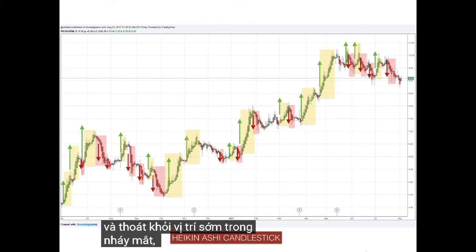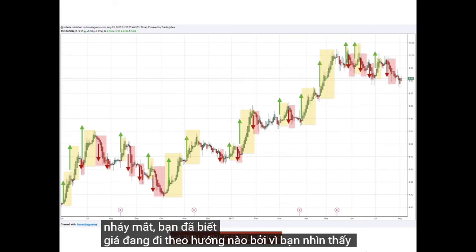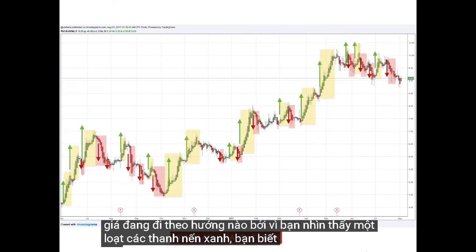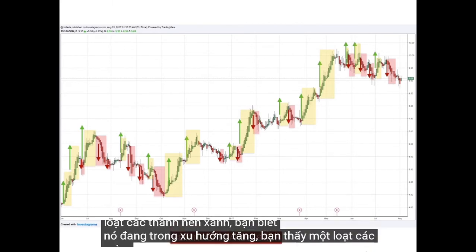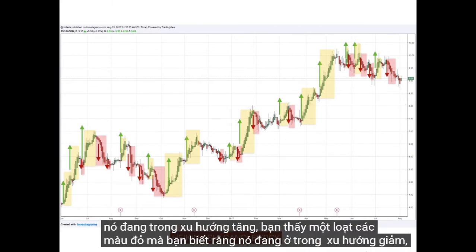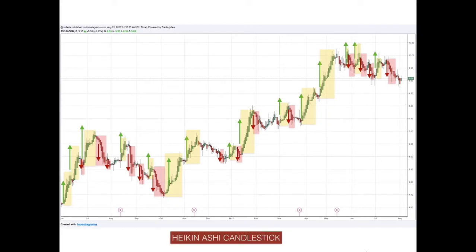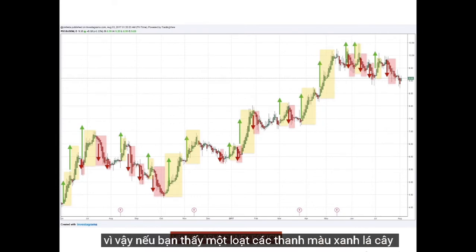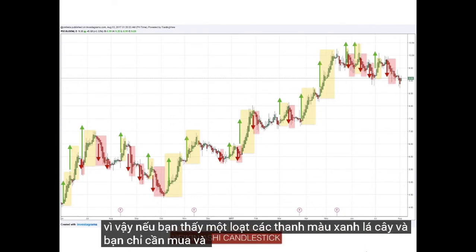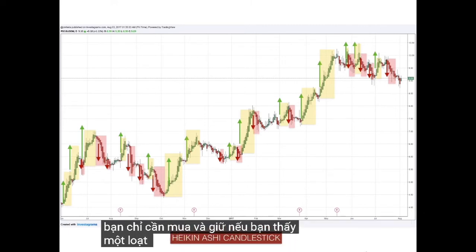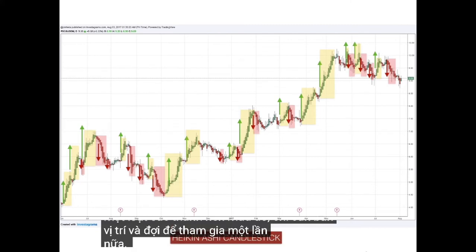At one glance, you already know what direction the price is going. Because you see a series of green candlesticks, you know it's on an uptrend. You see a series of reds, you know it's on a downtrend. So if you see a series of green candlesticks, you just buy and hold. If you see a series of red candlesticks, just sell the position and wait to enter once again.